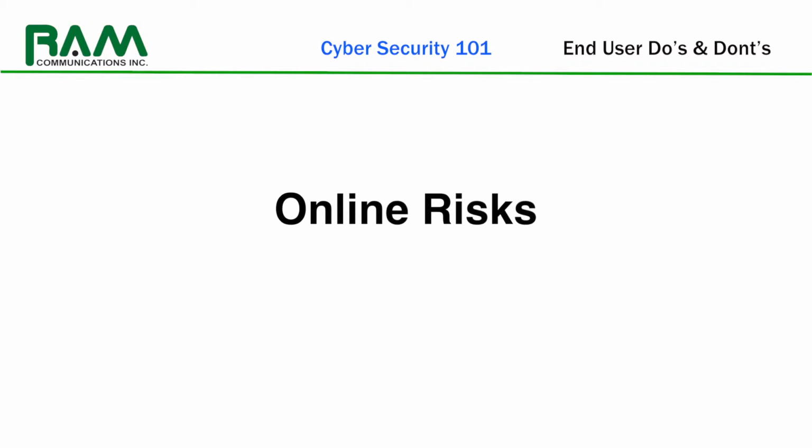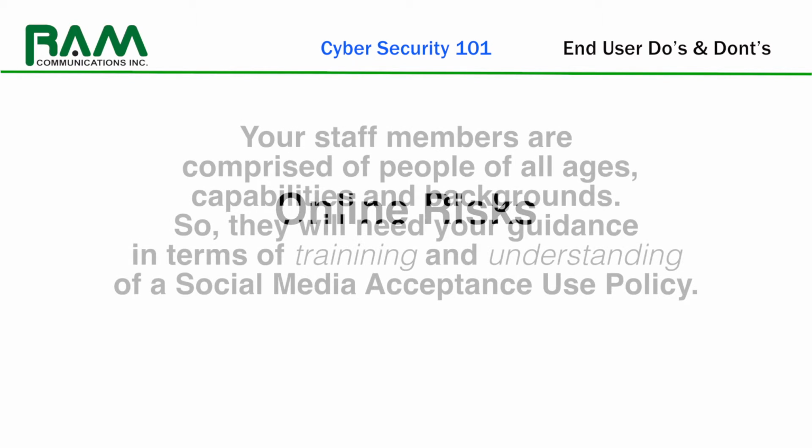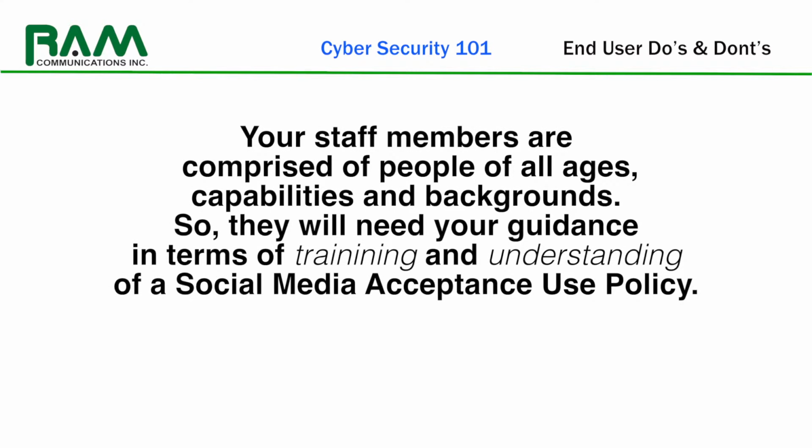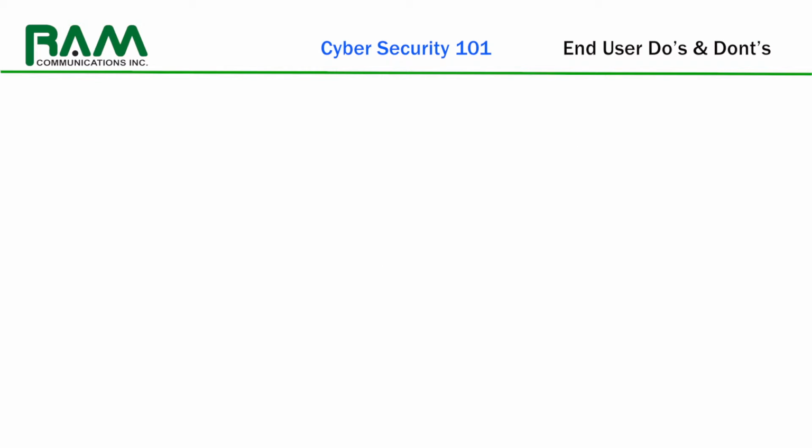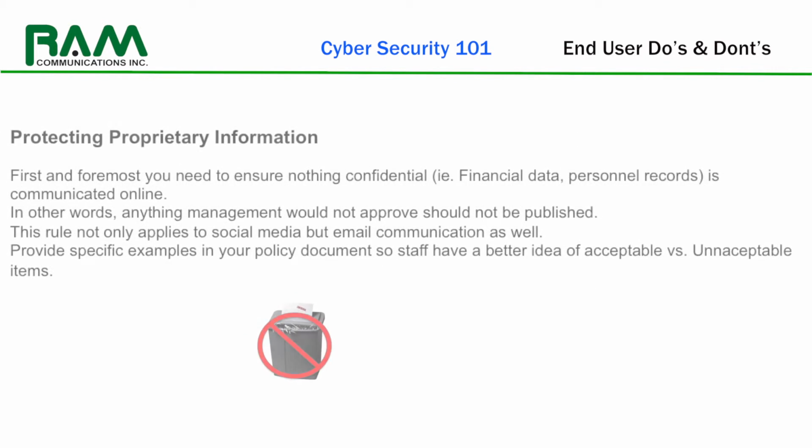Your staff members are comprised of people of all ages, capabilities, and backgrounds. So, they will need your guidance in terms of training and understanding of what's acceptable and what is not acceptable when using social media. Let's go through a few examples. Example 1, your proprietary company information.